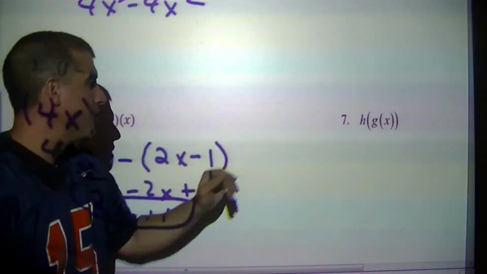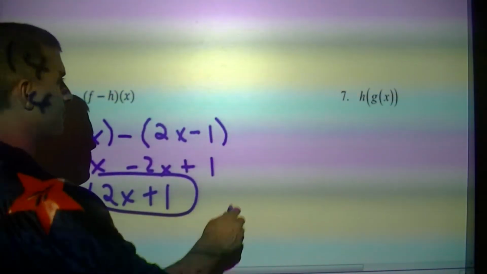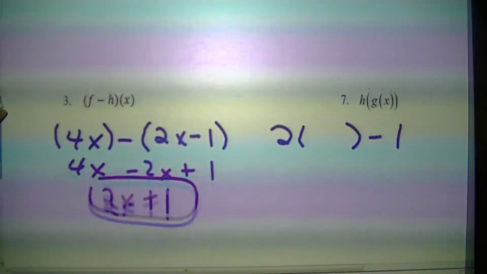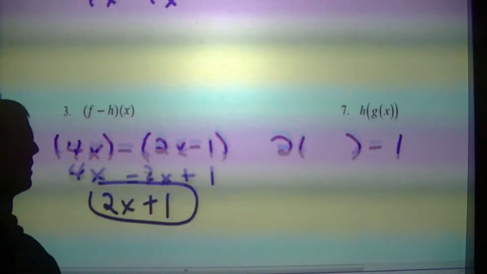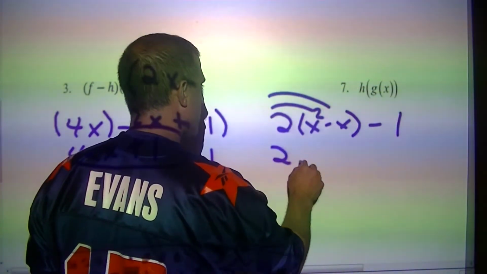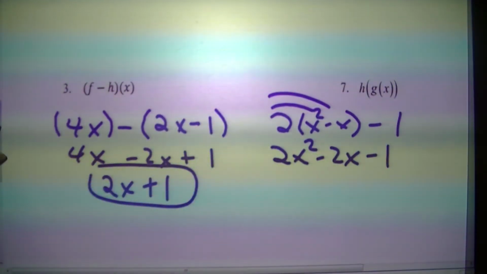Here's a composition. So let's start with h. H is going to be 2x minus 1. I remove the x and put the g function inside there. The g function is x squared minus x. So I'm going to distribute. That's 2x squared minus 2x minus 1. And that's going to be my answer there.